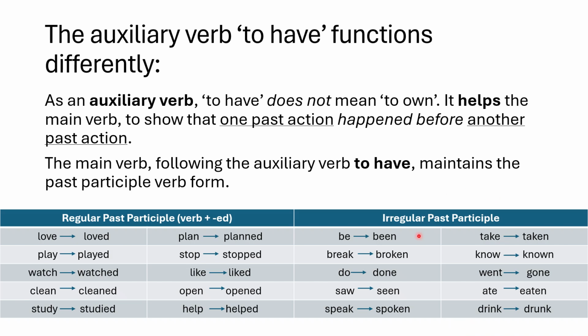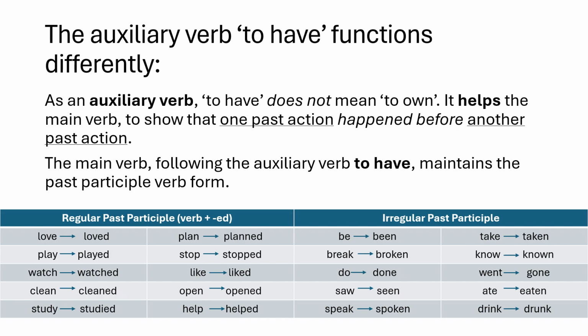These are irregular past participle verbs. Been, broken, done, seen, spoken, taken, known, gone, eaten, drunk.